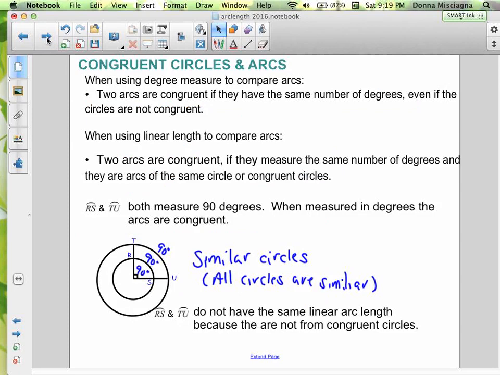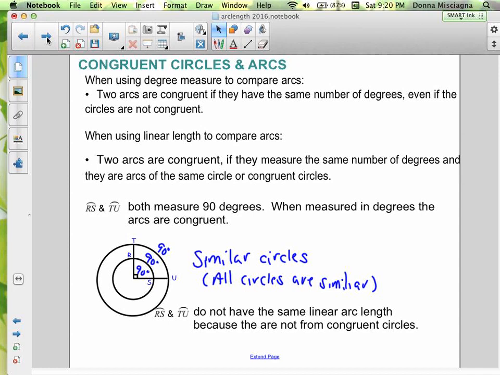First, let's look at one thing, congruent circles and arcs, and compare that to arc length before we solve a few more problems. So when using degree measures to compare arcs, two arcs are congruent if they have the same number of degrees, even if the circles aren't congruent. When using linear length to compare arcs, two arcs are congruent if they measure the same number of degrees and they are arcs of the same circle or congruent circles.